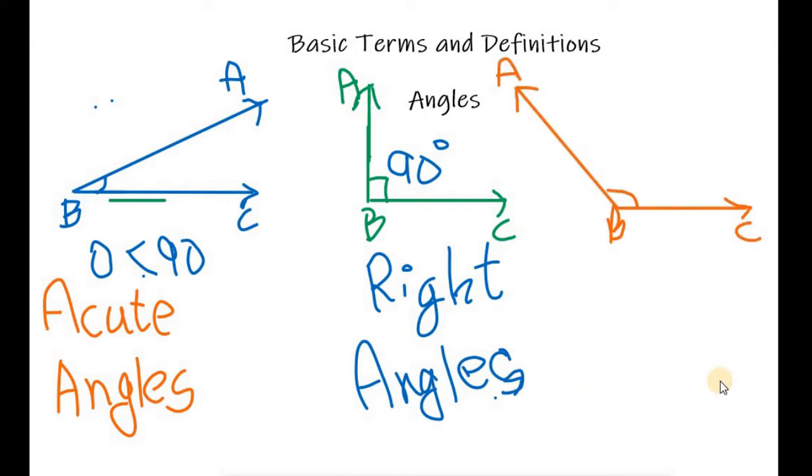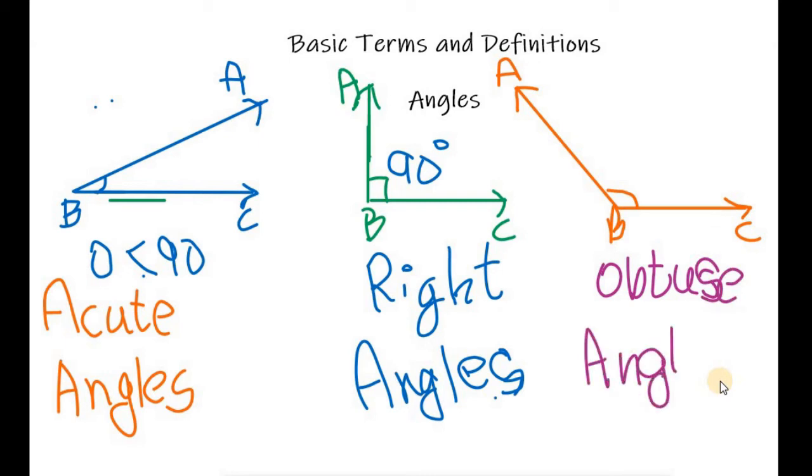And then we have the next type of angle. Here if you observe, this is more than 90 degrees. So it is not less than 90 degrees, it's more than 90 degrees. This type of angle is known as an obtuse angle. So this is the third type of angle that we have.